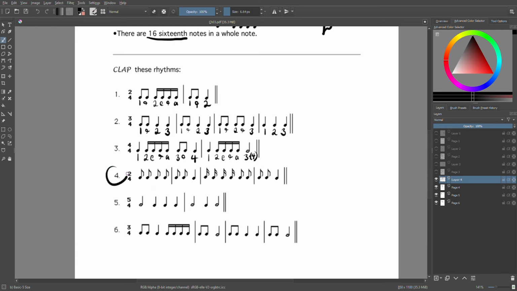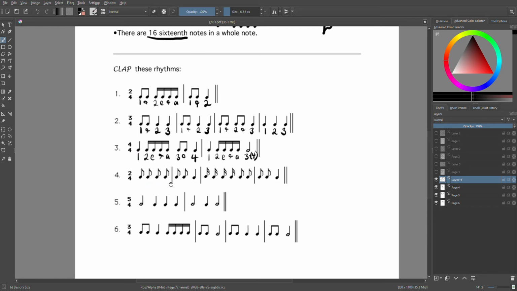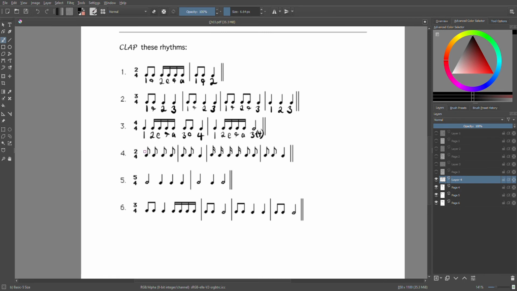All right, now we're on number 4. Now, even though these eighth notes are not beamed together, they still act just the same as these ones up here. The same exact way as these. So this is going to go 1 and 2 and 1 and 2. Same thing with these. These 16th notes are going to be treated the same way as these.